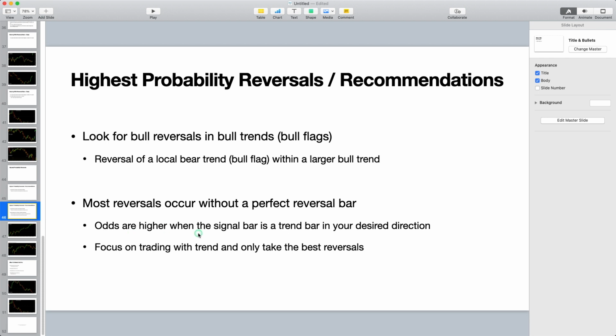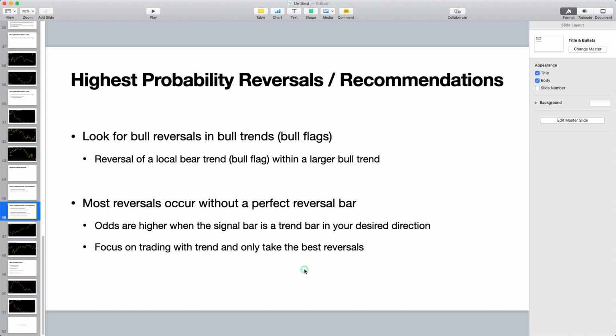Just because most reversals happen without a perfect reversal bar doesn't mean that we can just go and trade any reversal and imagine what it might look like on a different time frame. It's still better, if we're buying in a bear trend looking for a bull reversal, to be buying above a bull bar closing near its high. So it's always better if the signal bar is a trend bar in the desired direction.